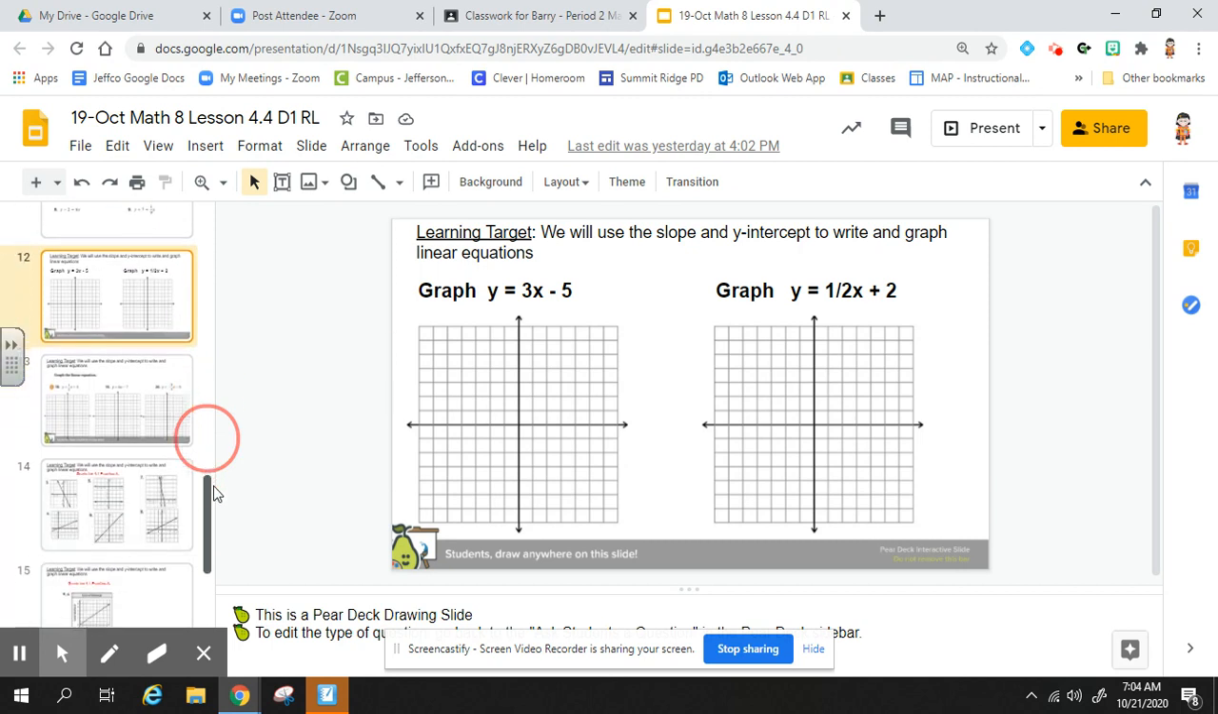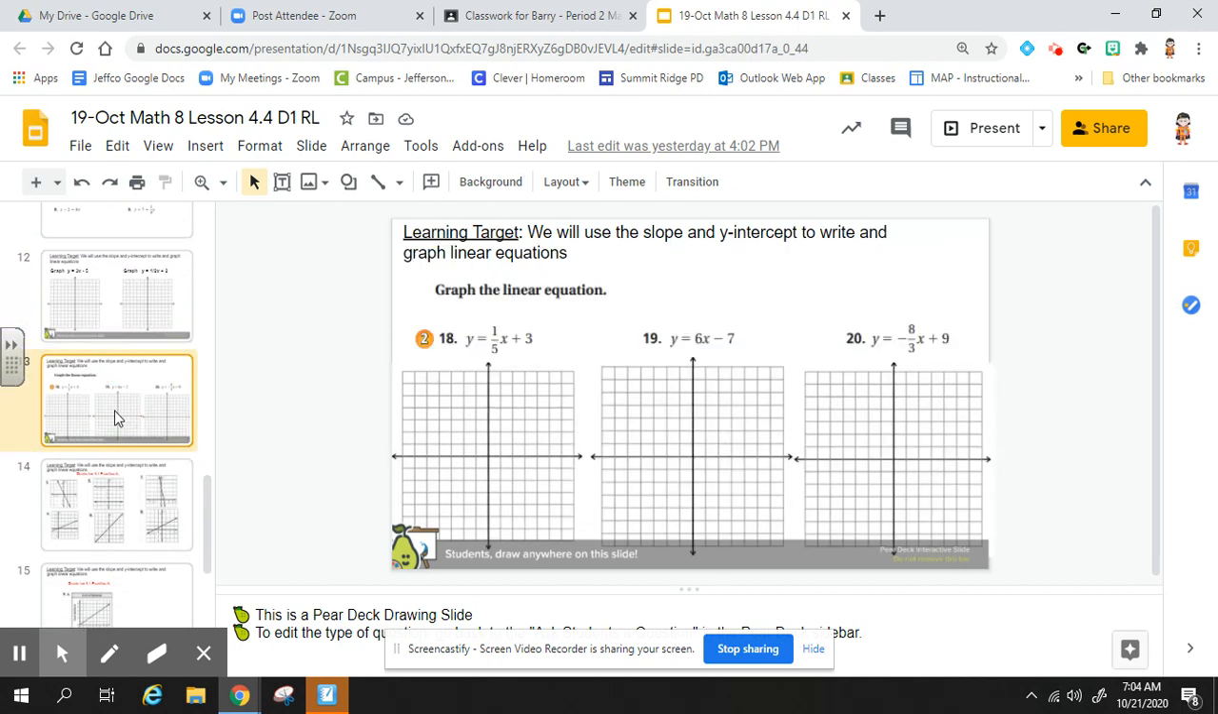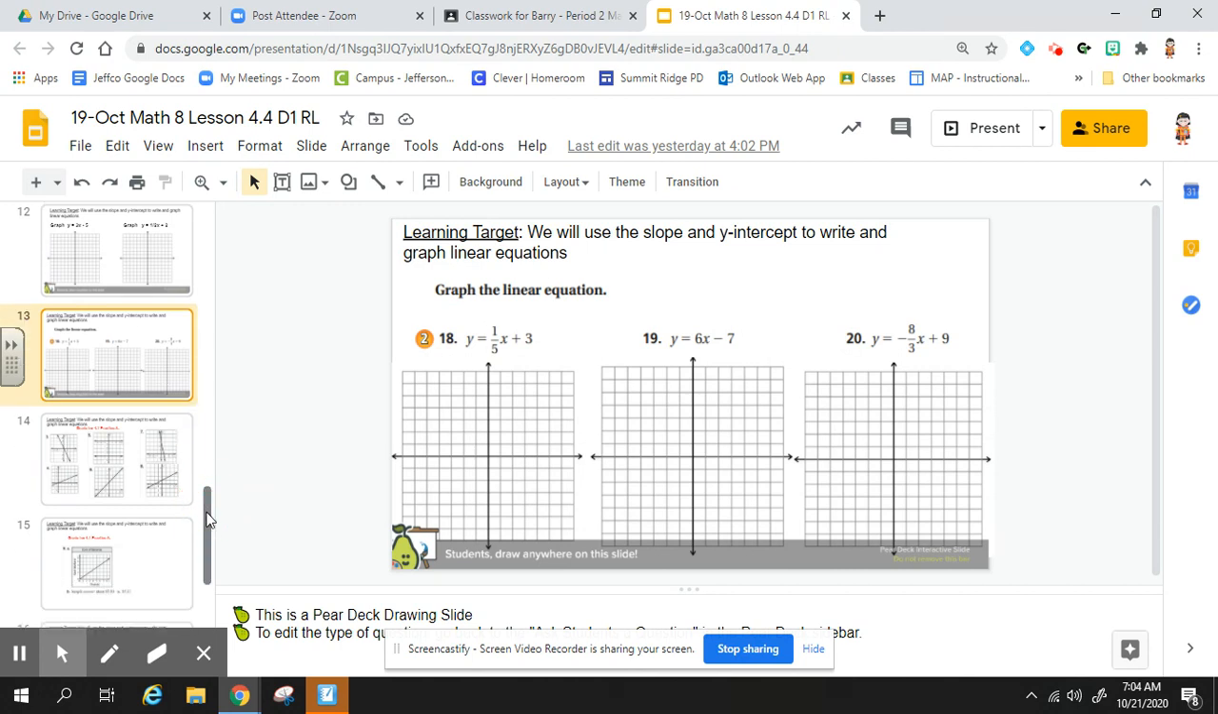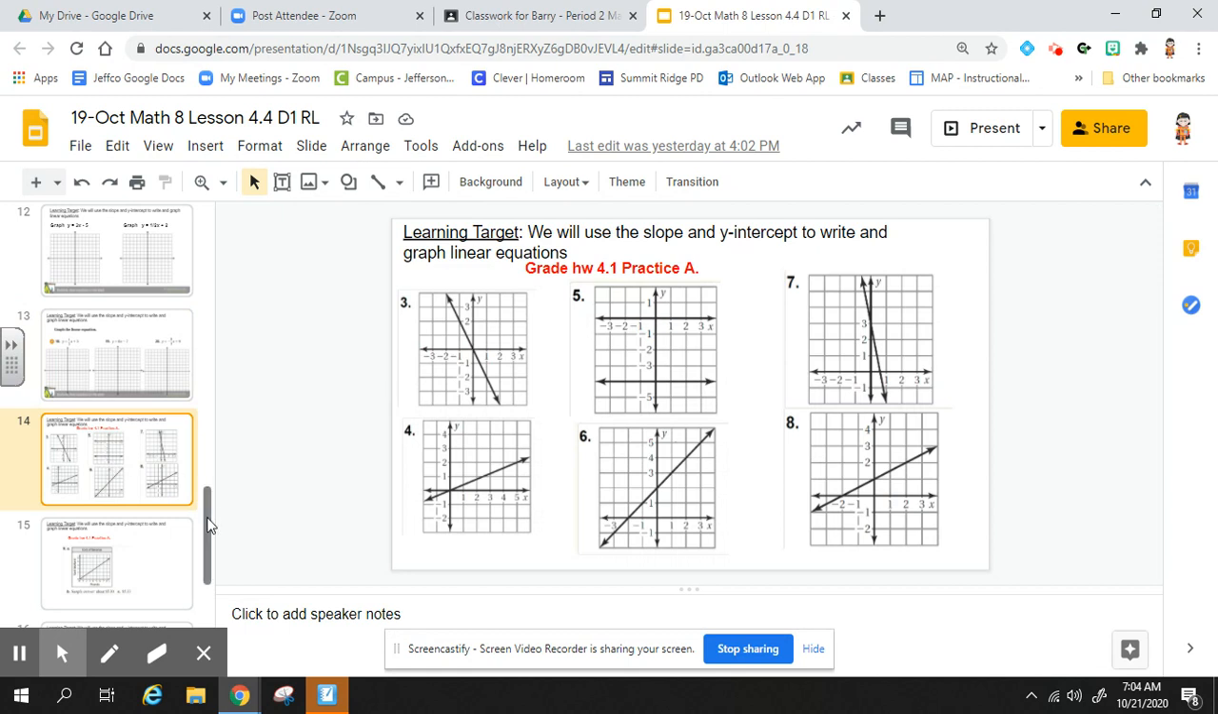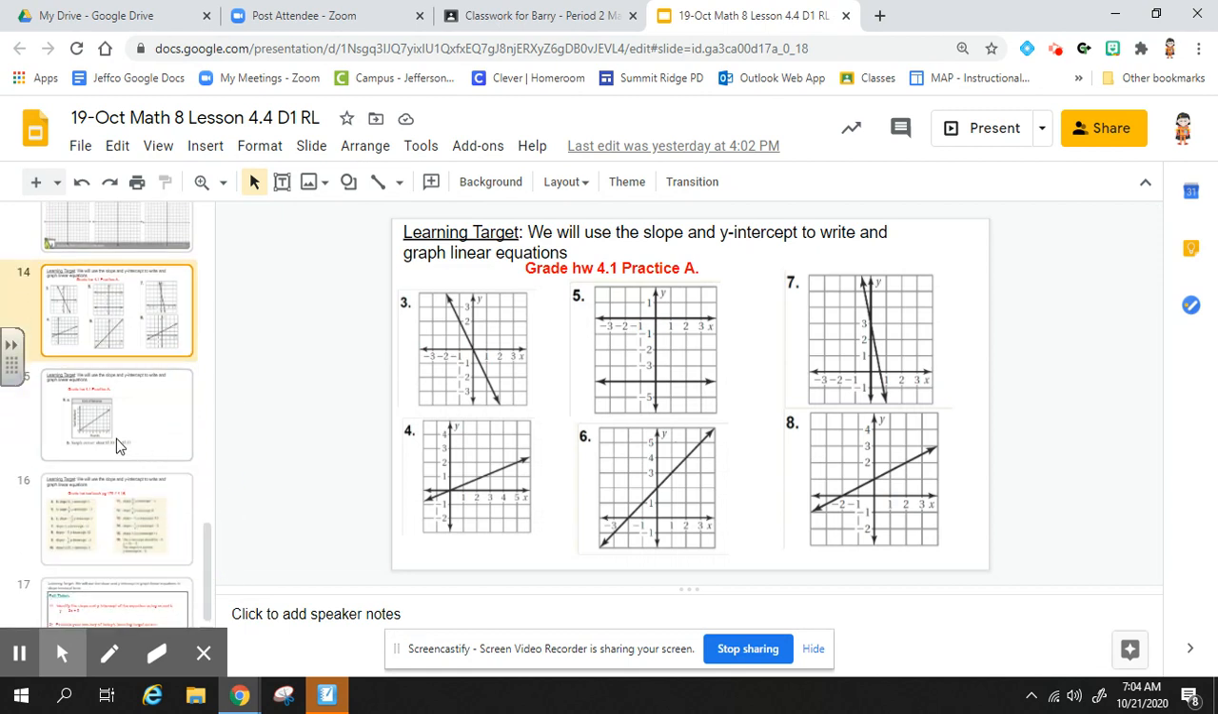This was a Pear Deck. I wanted to see what you knew. 18, 19, and 20, same thing, Pear Deck. I wanted to see if you could graph just using the slope and the y-intercept. No tables. And then it leads on to grading your homework.